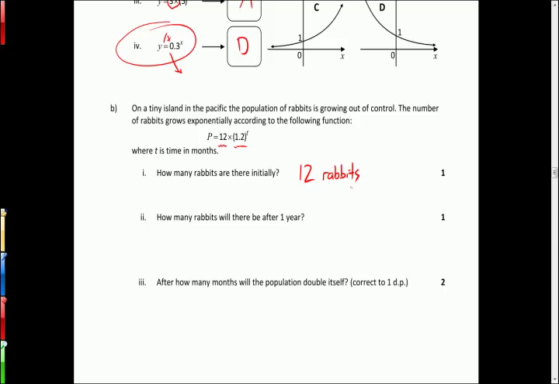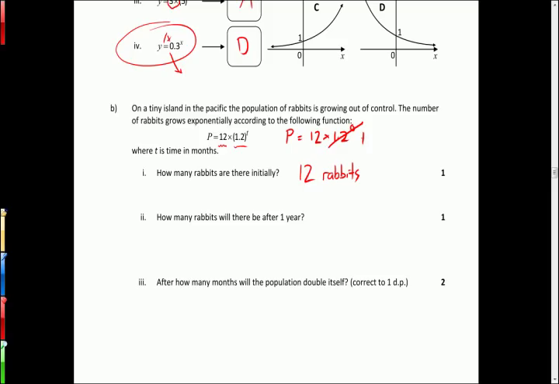Another way I could have done that, if you're not happy with that, is to say, well, what does initially mean? Initially means at the start, t equals naught. So what's the population of rabbits at t equals naught? Well, put in t equals naught. What's 1.2 to the naught? Anything to the naught is a 1. So the answer is 12 times 1. Just backing up that the number at the front is always the initial value.